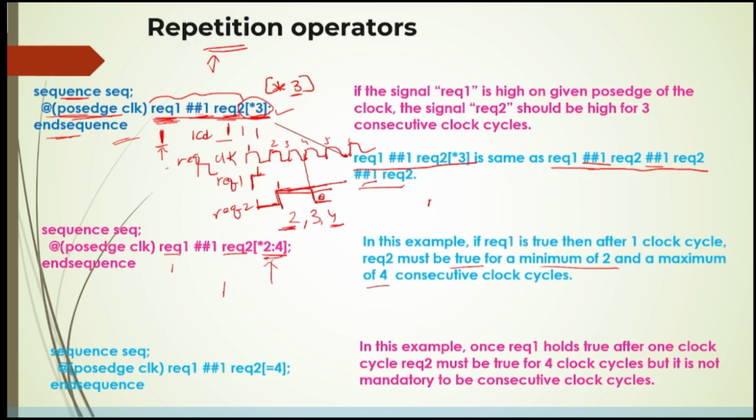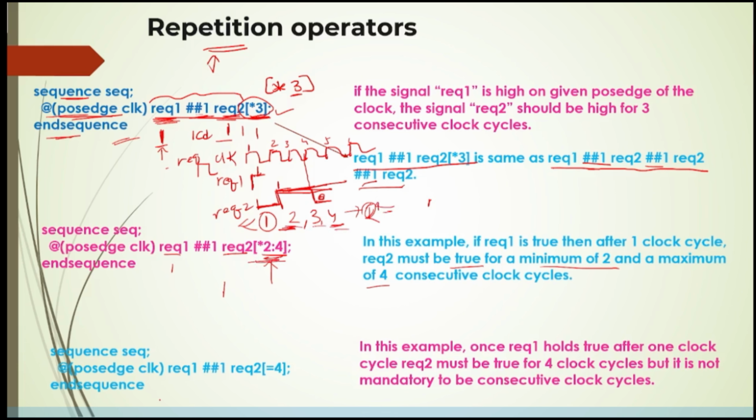That means between 2 to 4 clock cycles it can be high for any number of cycles. But if it is high for only 1 clock cycle, then the assertion fails. If it is high for 5 clock cycles, the assertion will also fail. It should only be between 2, 3 and 4. So this is the range.